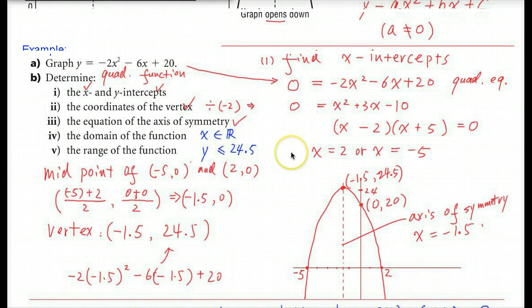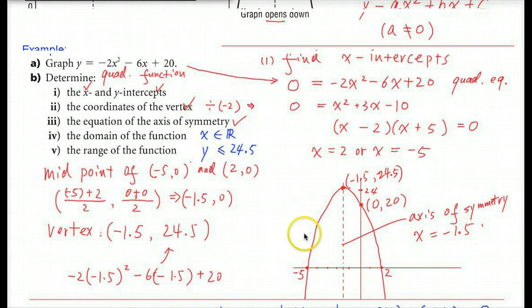Okay, so to find out the x-intercepts, we can simply make y equal 0. So we turn this quadratic function into this quadratic equation, and this is something we already know how to do, like we learned in the last unit. What I did is I divided by -2 to simplify this equation. Then I got 0 equals x squared plus 3x minus 10, and then I did the factoring and solved for the roots. One is x equals 2, the other one is -5.